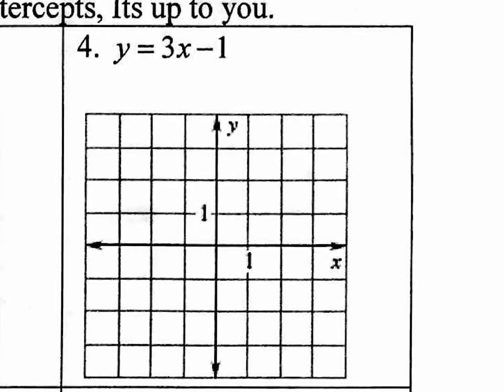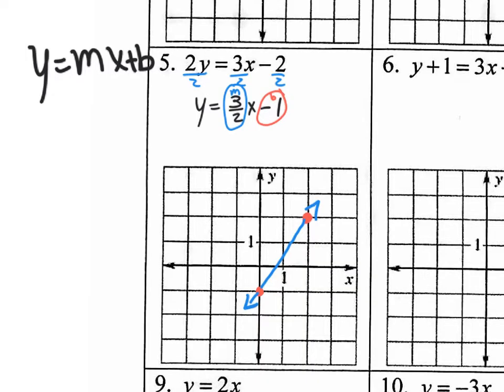So right here on number 4, look how easy it is to graph. Where does it cross? It crosses the y-axis at -1. What do I do from that point? Well, my slope is 3, so I better make it look like rise over run, 3 over 1. So let me go up 3, 1, 2, 3, over 1, put a dot right here. And then after that, we simply draw our line. You see, it's easy. Let's try number 5. Wait a minute, we already did number 5.